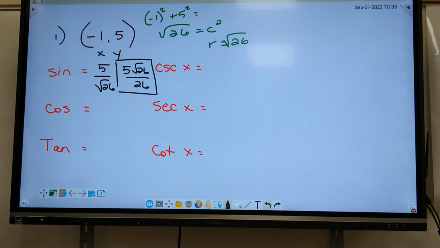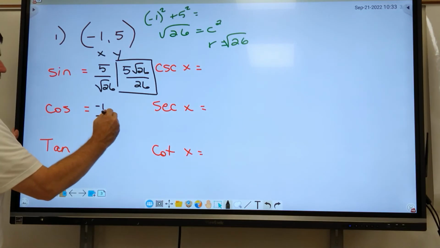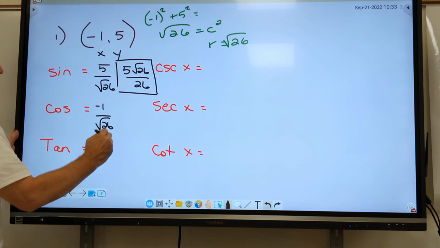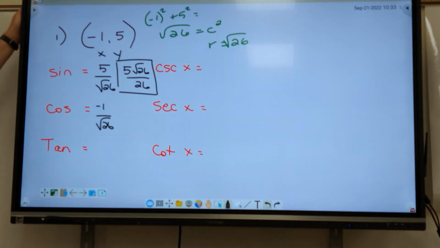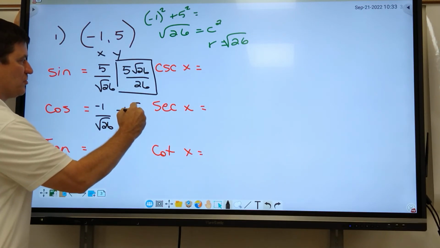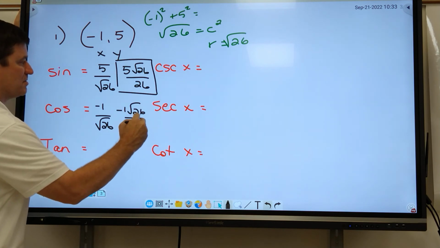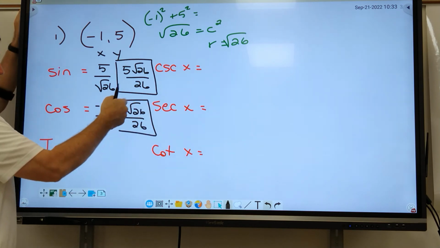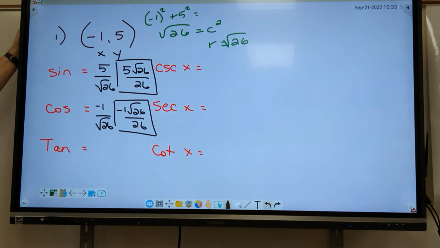Cosine is x over r. So that's going to be -1 over root 26. All right, what's that going to simplify to? -1 root 26 over 26, which is the same thing as Schumann said. He just said negative. I said -1.